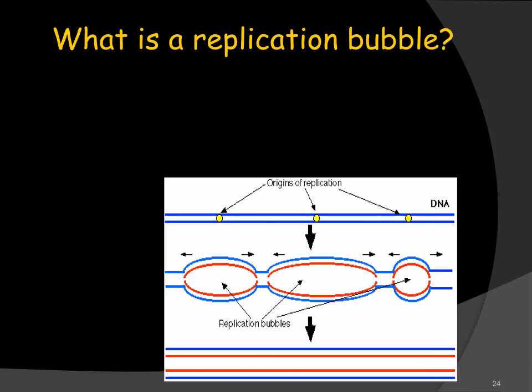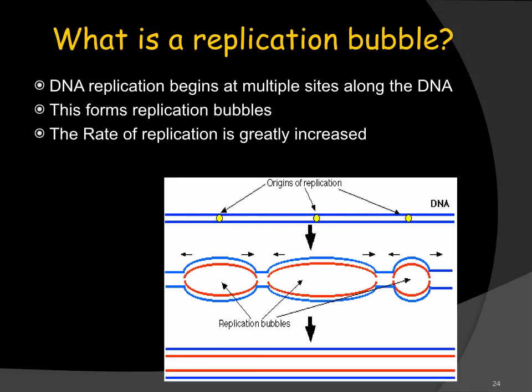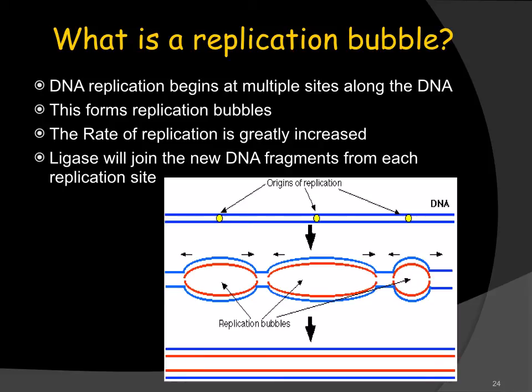What is a replication bubble? DNA replication begins at multiple sites along the DNA. This forms replication bubbles, so it increases the rate of replication. Then you have ligase, which will join the new DNA fragments from each replication site.